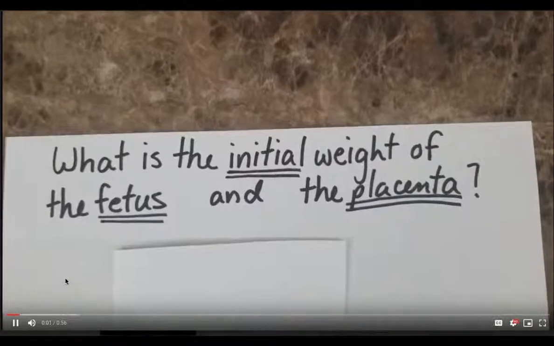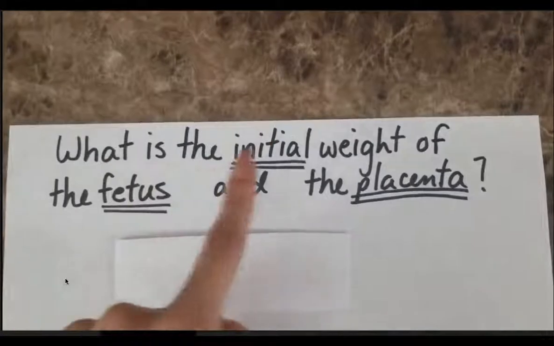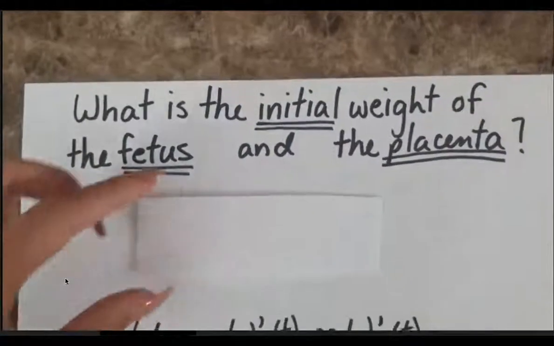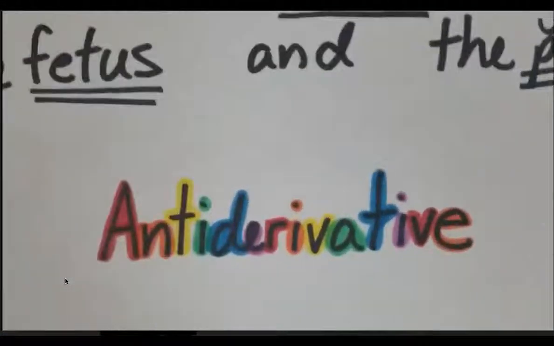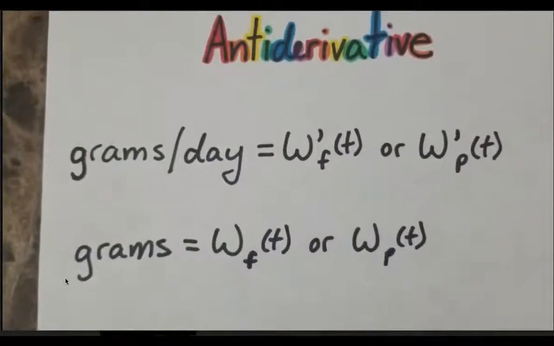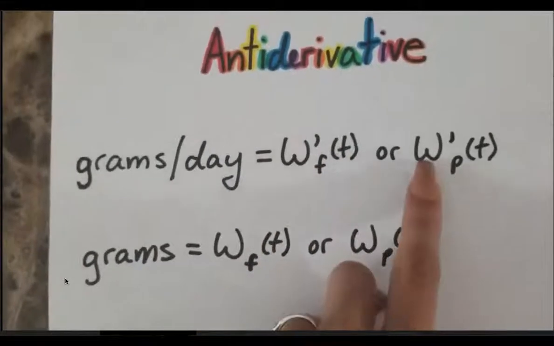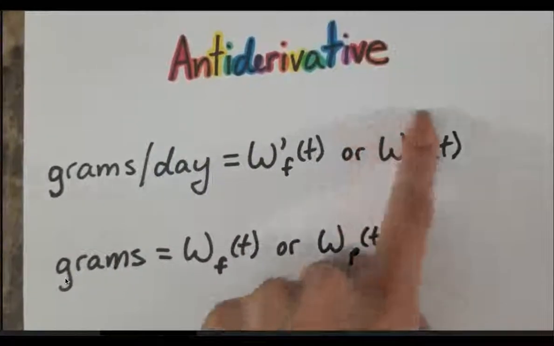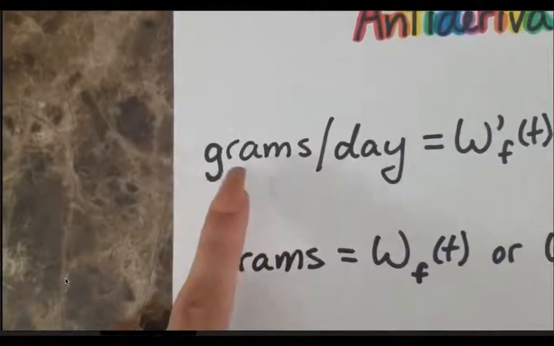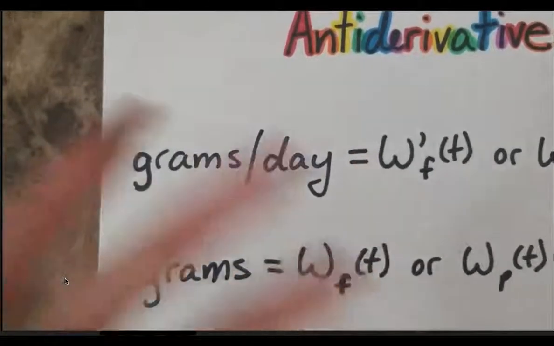After finding the inflection points of the data, another concern pertaining to such data is what is the initial weight of the fetus and placenta. And in order to find that, we take the antiderivative. The reason being is that the polynomial equation we plotted in our decimals graph represents w prime sub f of t representing the fetus, or w prime sub p of t representing the placenta. In other words, it's measuring a particular unit, which in this case is grams, with respect to another unit, which in this case is days, or time.